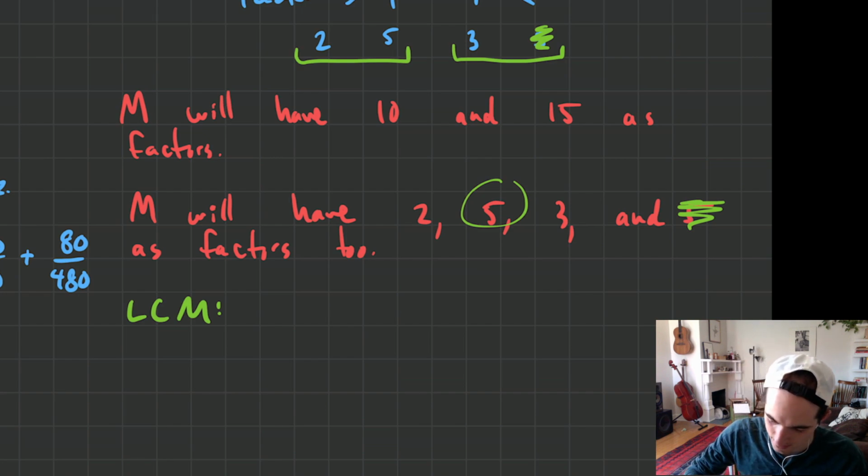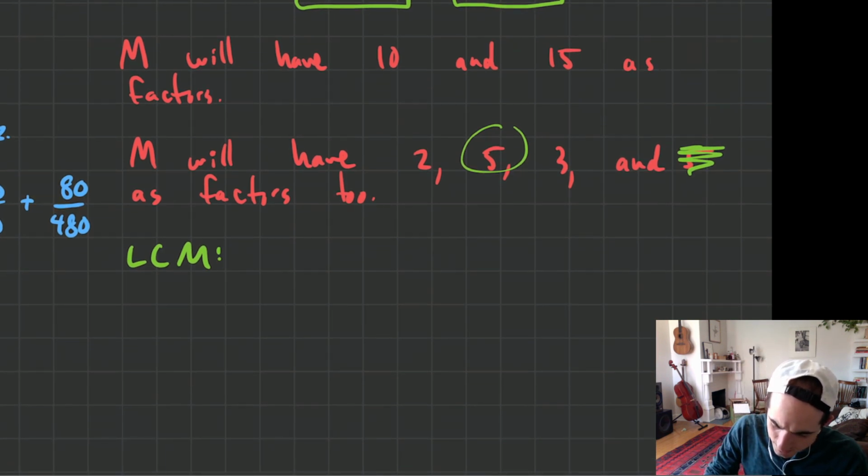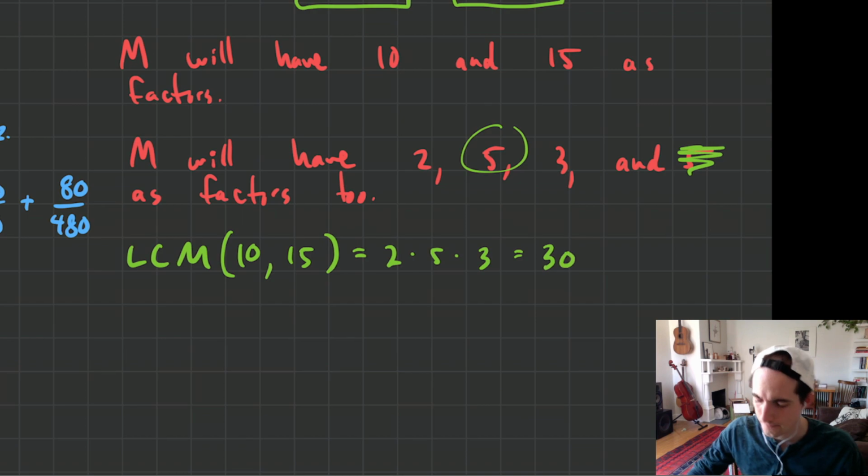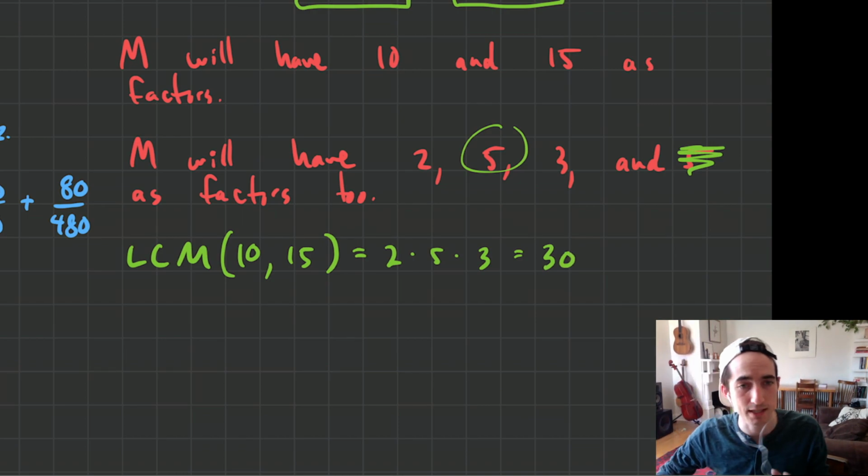Classic. Yeah, my bad. So M will have 2, 5, and 3 as factors. So the least common multiple of 10 and 15 is equal to 2 times 5 times 3, which is 30, okay? And that's really how least common multiples work, okay?